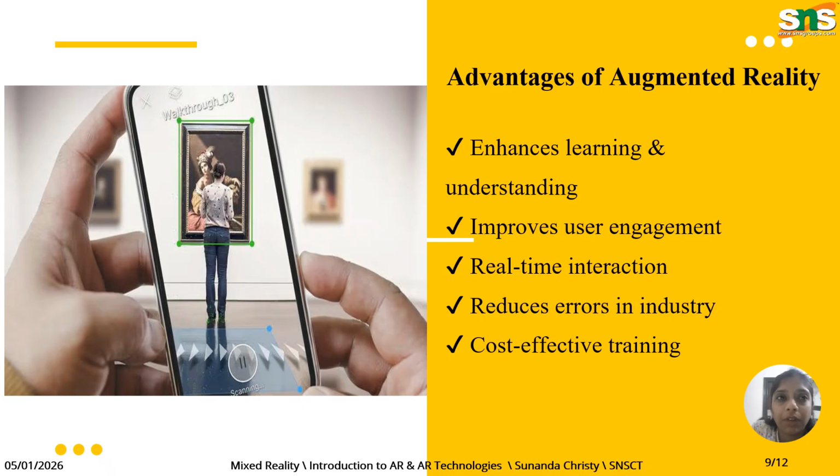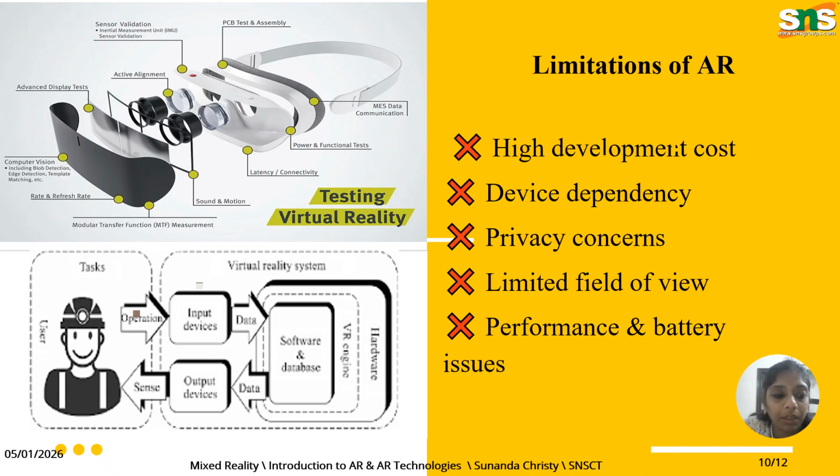When we have small or tiny human errors, all those errors will be detected, or there won't be any error from the beginning itself. It is also very cost effective training, where we can use it on our own mobile and have the experience of augmented reality.